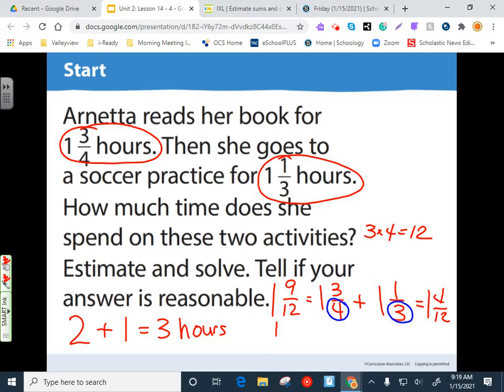So we have 1 9/12 plus 1 4/12. We add up our whole numbers, that's 2. We add up our fractions. 9/12 plus 4/12 is 13/12. And your answer could be 2 13/12, but you see that you have more than a whole. So a whole would be 12/12. So we could take that away and give us 3 1/12 hours.